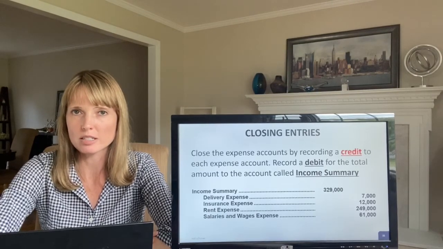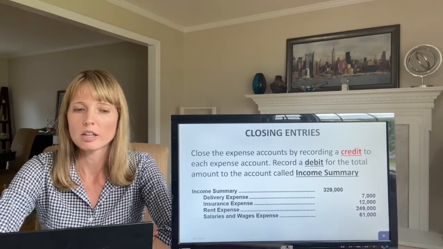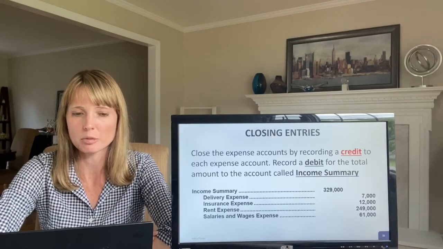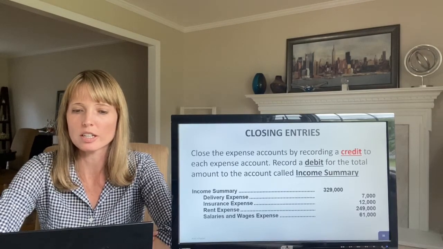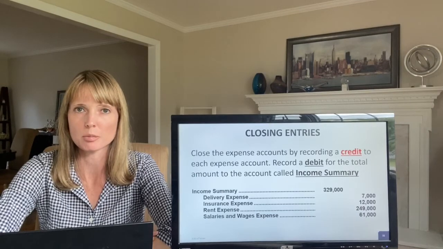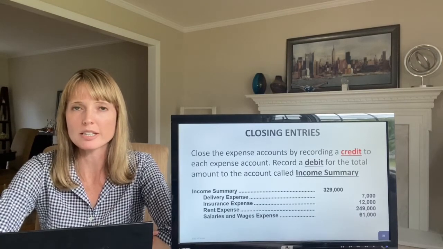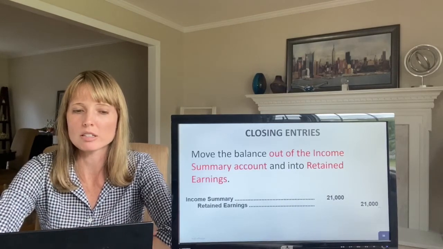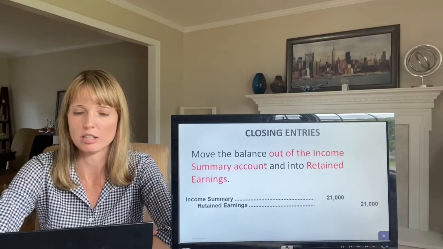So now we have a balance in income summary. In this example that we just showed, there was one credit booked to income summary. That's where we shifted revenue into the income summary account. And here we're shifting all of the total expenses into income summary. So income summary will have one net balance. We need to transfer that balance from income summary into retained earnings.